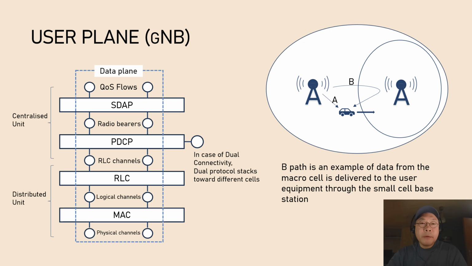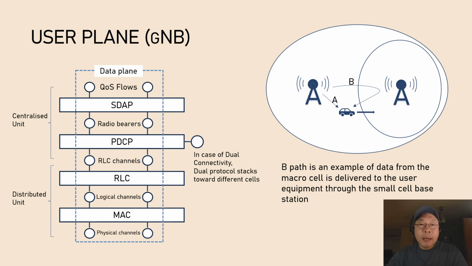At the lowest layer of the central unit, the PDCP entity can establish a dual protocol stack toward another cell in the case of dual connectivity. Recalling the control plane protocol stack from the previous slide and recognizing that PDCP communicates with its upper layer through the radio bearer, we can clearly understand the structure of the dual protocol stack.